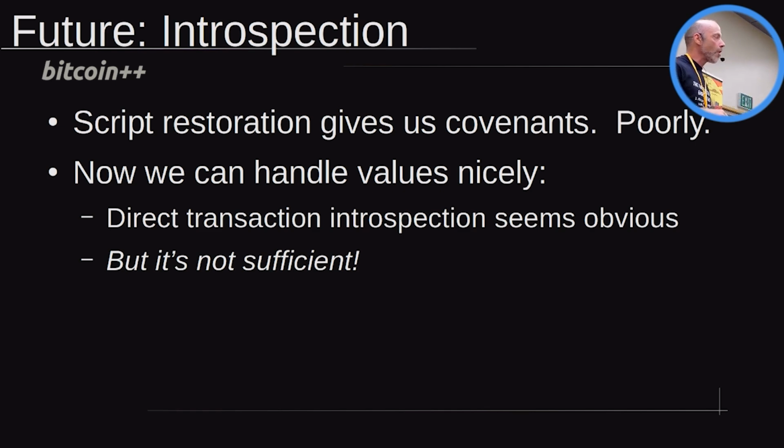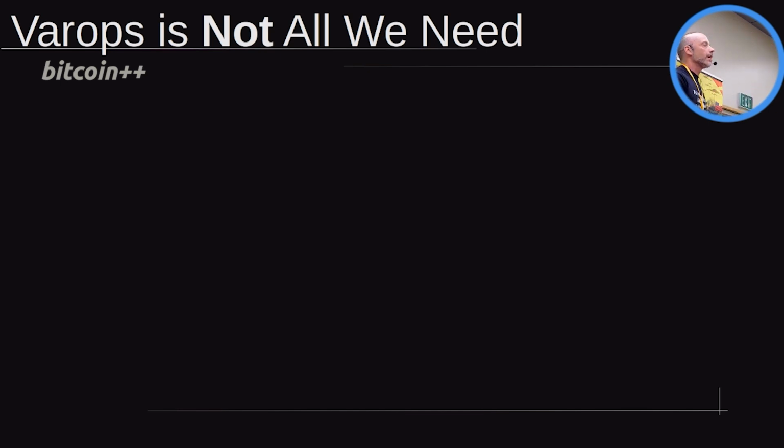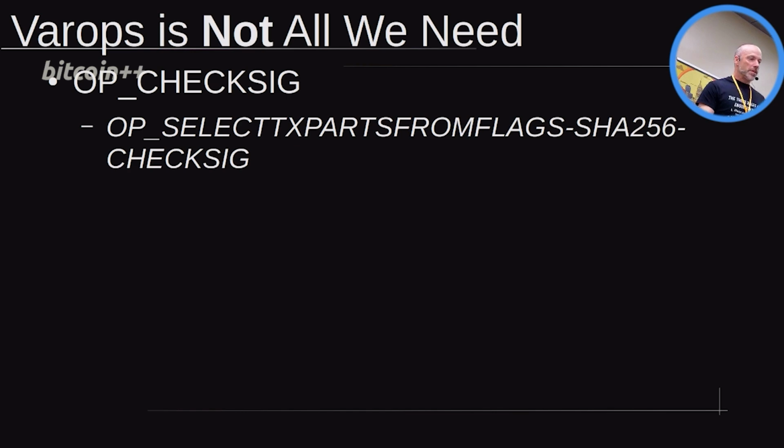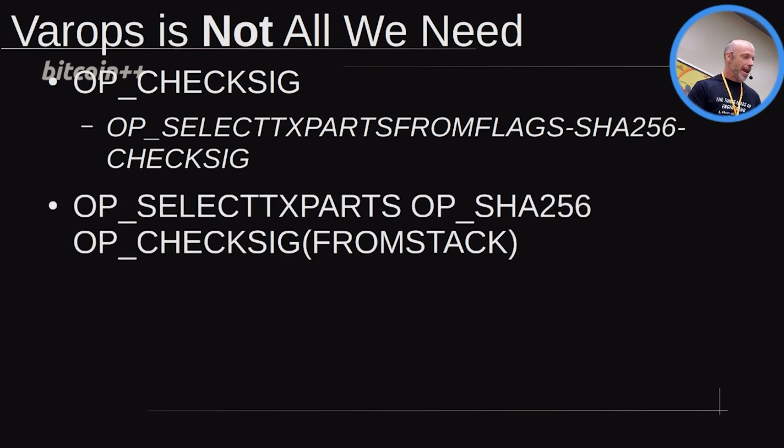And I will give you a thought experiment on why you can't just live with VOPS über alles. It's not all we need. Let's take a look at the great-granddaddy OG introspection opcode called OpChecksig. Or to give it its scientific name, op select TX parts from flags, SHA-256, and checksig. Now imagine you're a VOPS maximalist, and you're like, you know what? We can deconstruct this and have a script that looks something like this. It gives us the bits of the transaction, and then we hash it ourselves, and then we OpChecksig from stack.